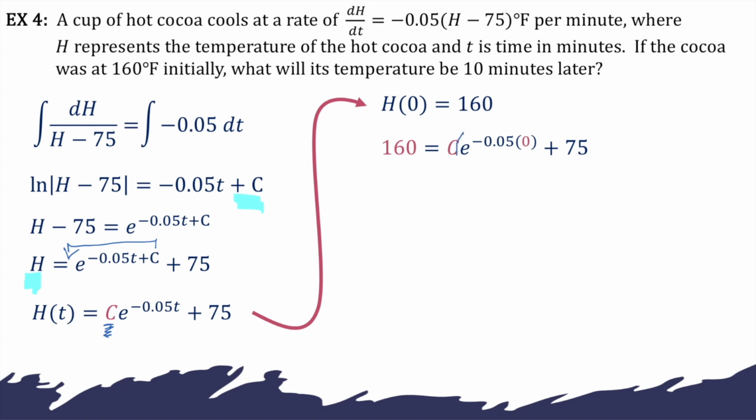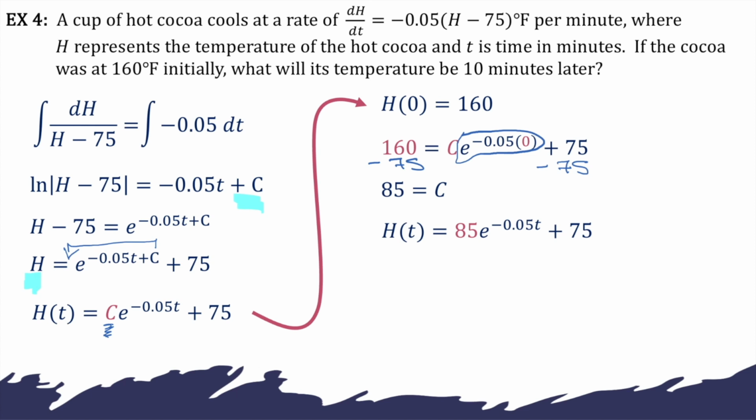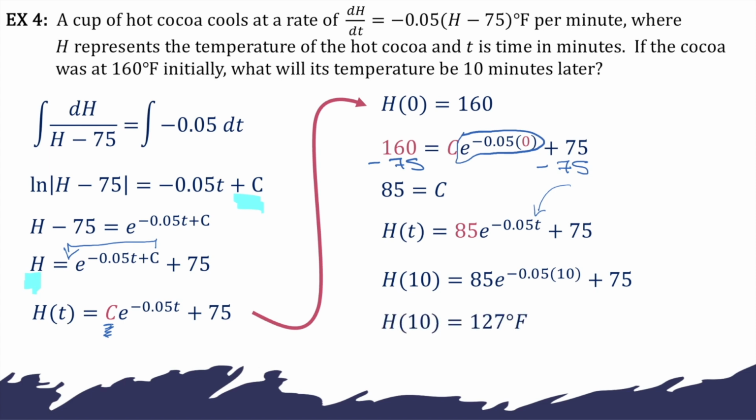Then e^0 is 1. So we've got C plus 75, so we can just subtract 75 from both sides. Good algebra skills there. And we've got C equals 85. Now we have our general model, and if we want to know the temperature of the hot chocolate 10 minutes later, then into t we can plug a 10. And 10 minutes later, our hot chocolate has cooled to 127 degrees Fahrenheit.